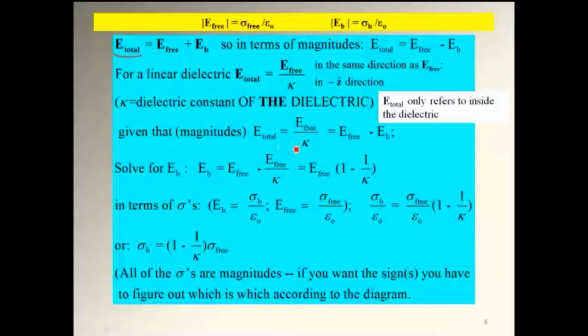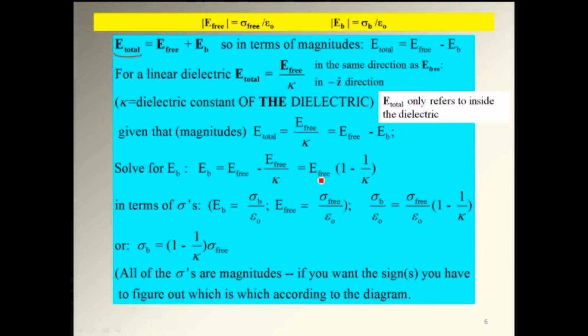Let's solve this for E sub b. So what we have here is E sub b equals E free minus E free over kappa. This is E total. Factoring out the E free, we get this times 1 minus 1 over kappa, E free.